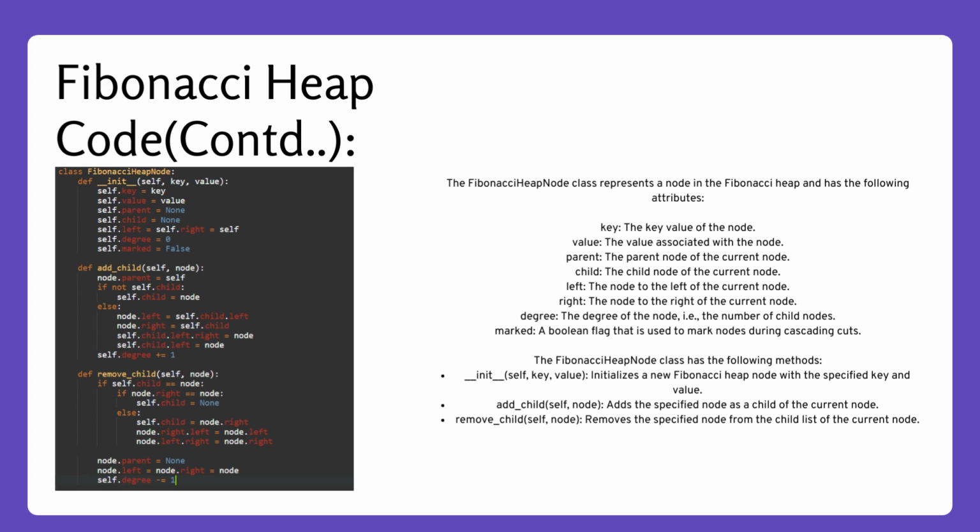The Fibonacci heap node class has the following methods. It has an initialize method that initializes a new Fibonacci heap node with a specified key and value. It also has an add child method, which adds a specified node as a child of the current node. Remove child removes the specified node from the children of the current node.